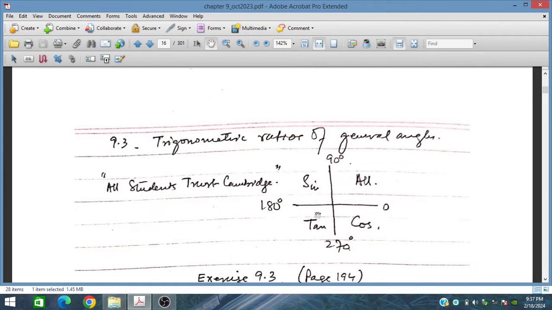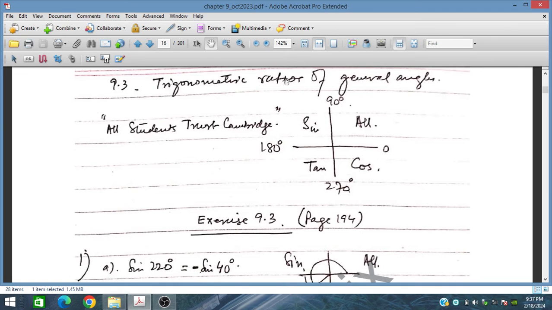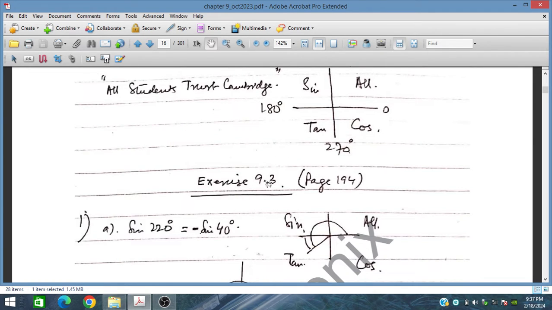And this can be easily memorized by all students. Trust Cambridge. So A means all, S for sine, for students. So all students trust tangent, Cambridge, cos. So we can remember or understand this better by using this simple sentence. So let's start this exercise 9.3.